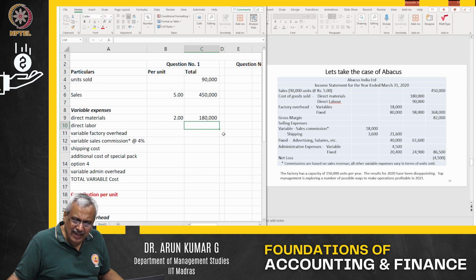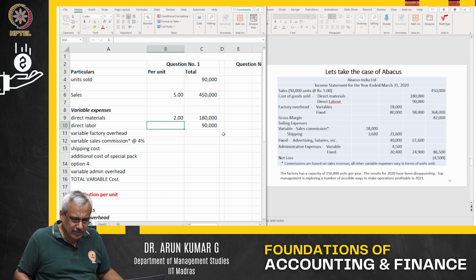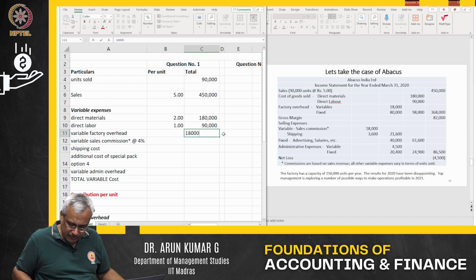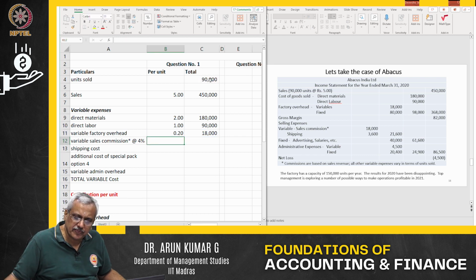Next I see direct labor. Direct labor is about 90,000. The same thing applies here, so that is about 1 rupee. Then the variable factory overhead that we see is about 18,000 rupees. Again the same thing, about 18,000 rupees, and that is about 0.20 per unit.